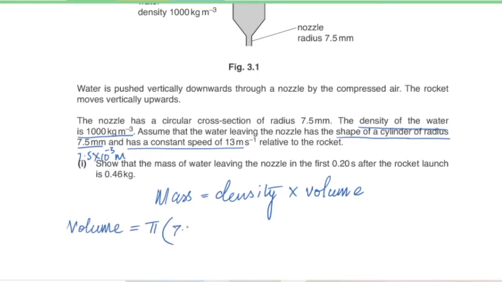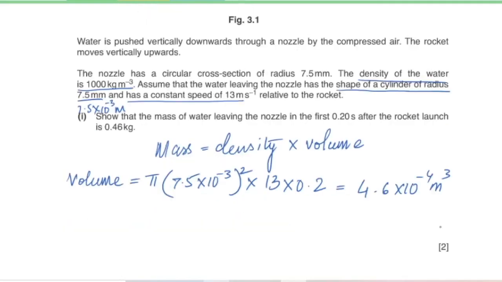So volume of water that leaves the nozzle in just 1 second is pi. Radius of cylinder is this square, and the distance it covers every second is 13. So this is the volume of water that leaves the nozzle in every second. So in 0.2 seconds, 4.6 into 10 to the power of negative 4 meter cube of water will be leaving the nozzle in the first 0.2 seconds after the rocket launch. So now mass is equal to density of that water, 1000, multiplied by the volume for the first 0.2 seconds, and you get 0.46 kilograms of water.